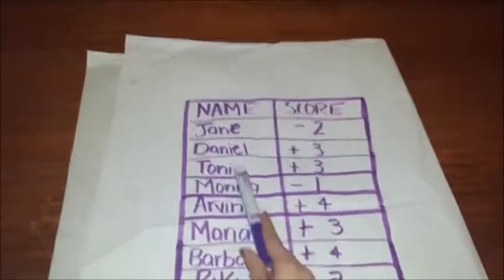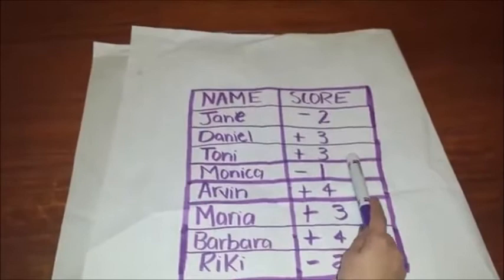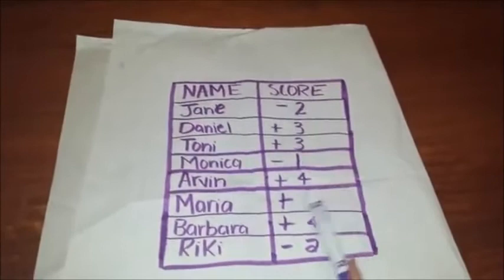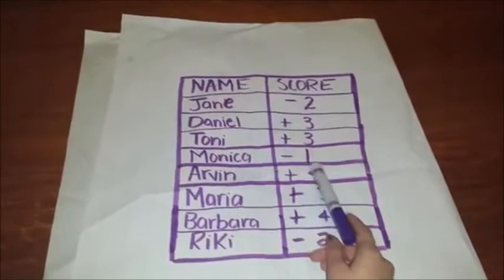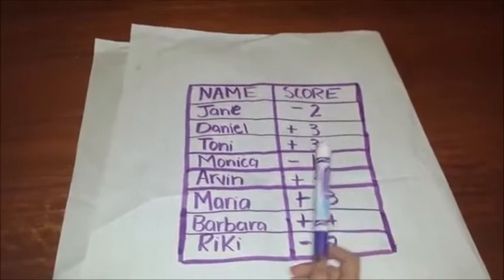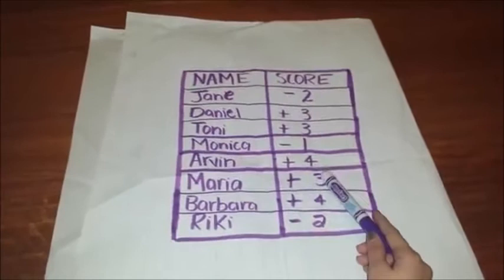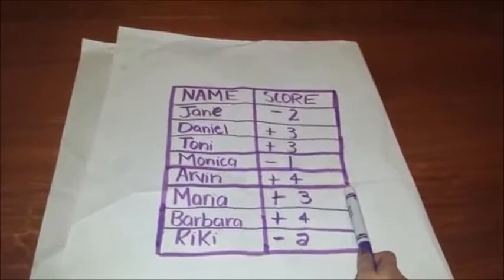Next we have Tony. Tony scored positive 3. The difference between Daniel and Tony is nothing because they scored the same. Next we have Monica. Monica scored negative 1. The difference between Tony and Monica is 4. Next we have Arvin. Arvin scored positive 4. The difference between Monica and Arvin is positive 5.